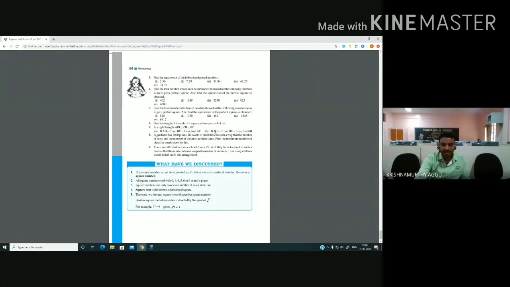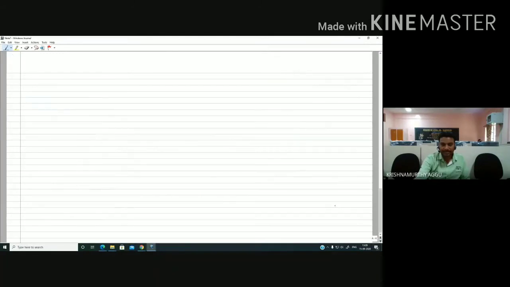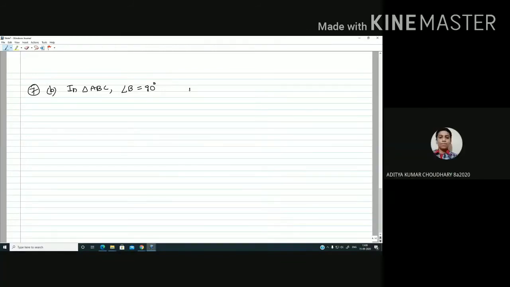I want to explain the B question. The A question is homework for you. Seventh question, in a right triangle ABC, one right triangle ABC is there, in which angle B is 90 degrees. Let us do that. Angle B is 90 degrees. Question number 7, part B. So in triangle ABC, angle B is equal to 90 degrees. By using this, I want to draw the picture.